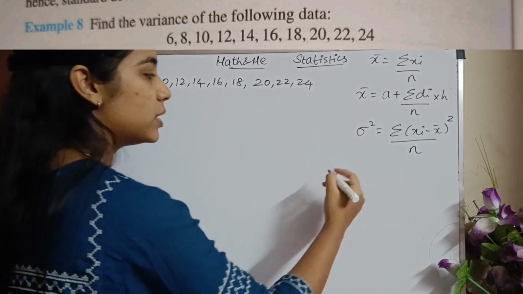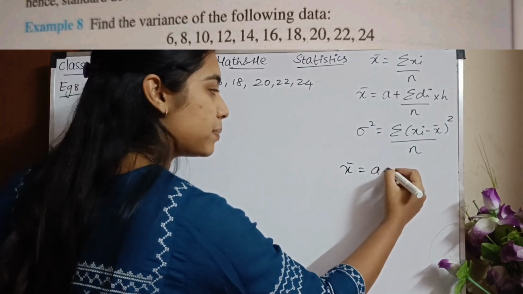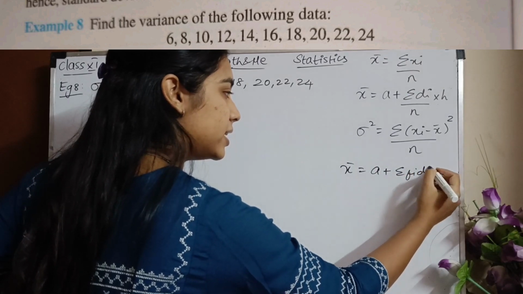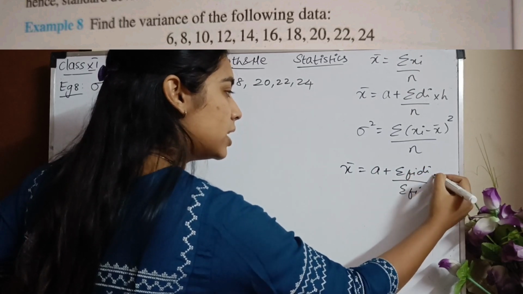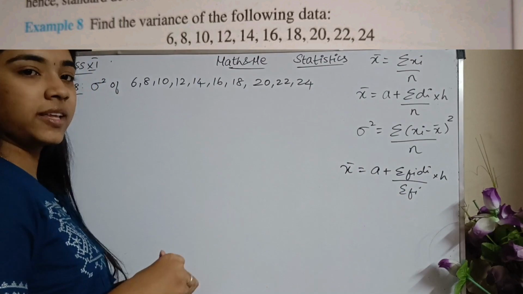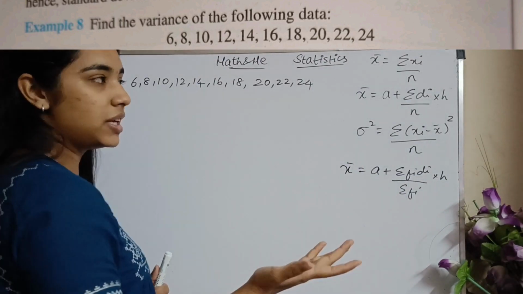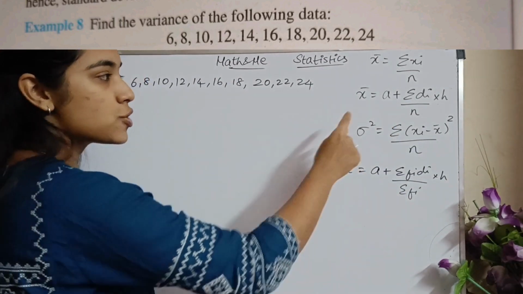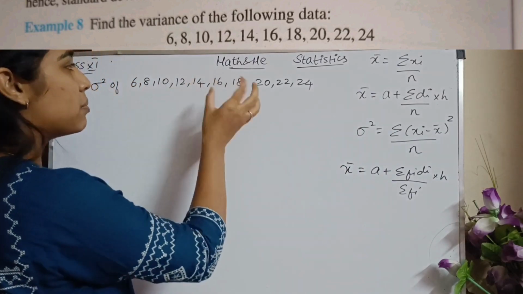You are very familiar with this formula. So you have a plus sigma fi di divided by sigma fi into h. Correct? This is the shortcut to find the mean. But here you do not have any frequencies. So this is another formula that you can use. A is the assumed mean, which will be some middle value, okay?